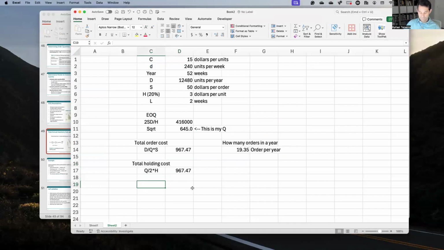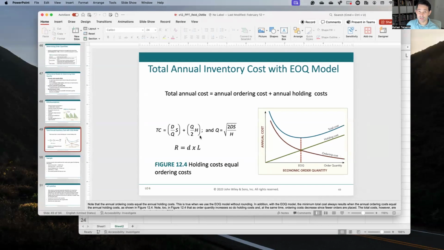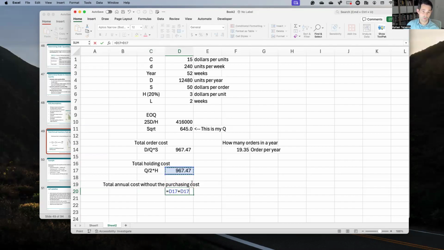All right, so if we come back here, this is the total annual cost of placing orders and holding without the cost of purchasing. So let's make it very clear. Total annual cost without the purchasing cost is going to be equal to this total holding cost plus the total ordering cost. That's my total annual cost without purchasing cost.